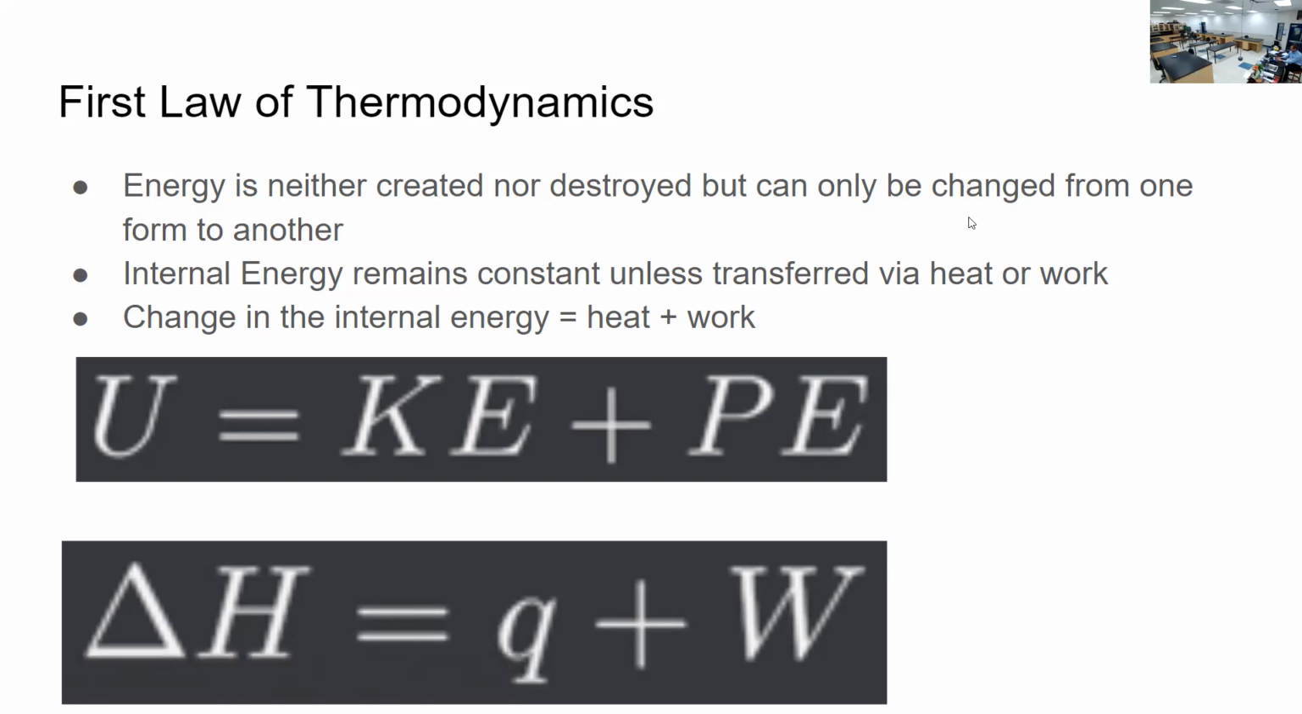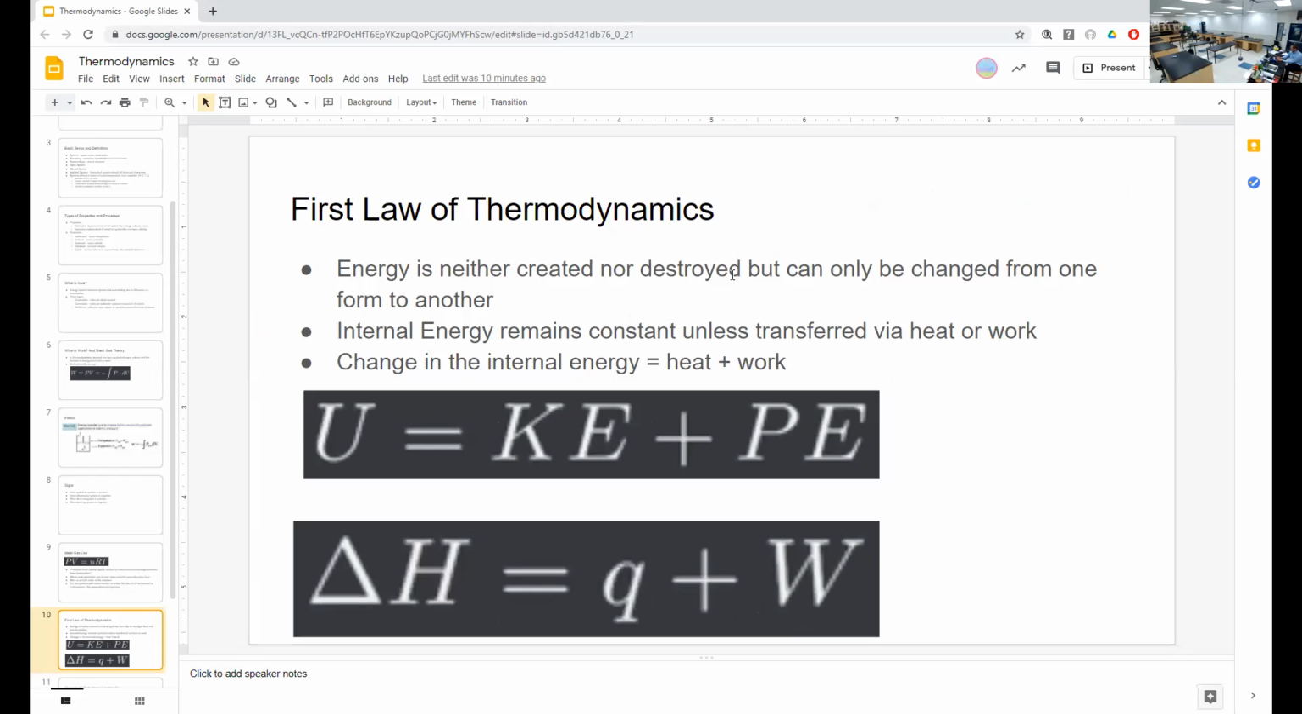One application of the first law of thermodynamics is that there's no such thing as a perpetual motion machine. We'll have a slide on that next time as well, but that is one key portion of the first law of thermodynamics.